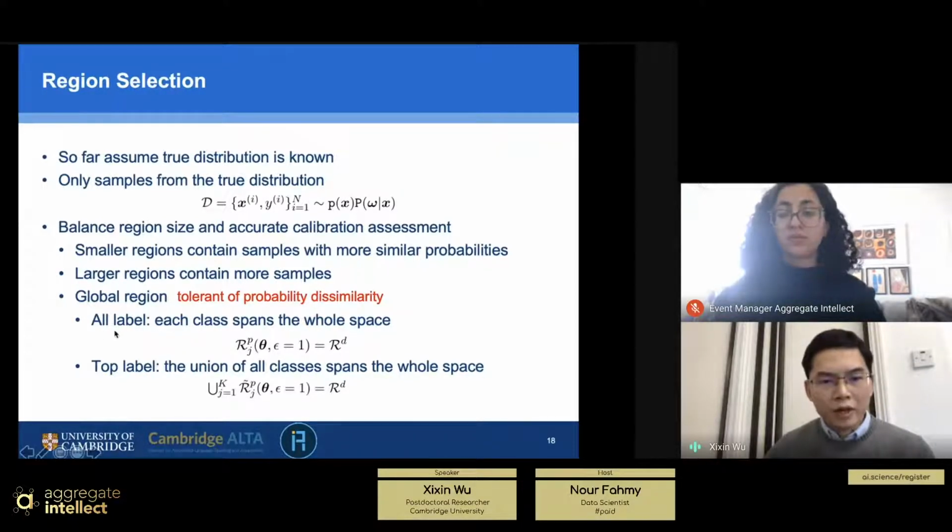So for all label, when we set the epsilon to be 1, for one class, all of the input space will be included in the global region. And for the top label, when we set the epsilon to 1, for different classes, the region with a certain probability will be different. But if we union them together, we can still span the whole space.